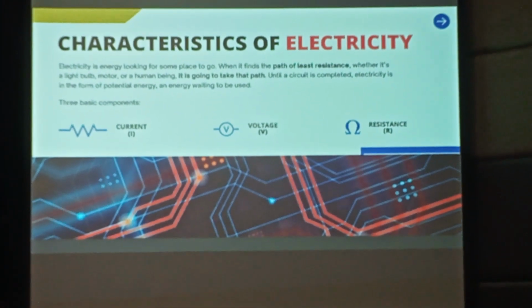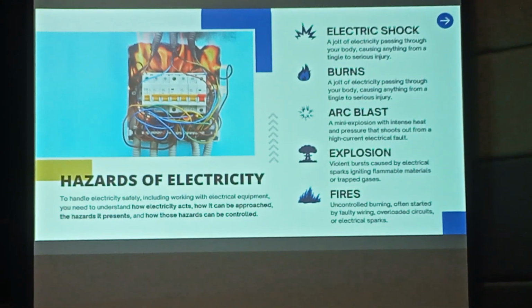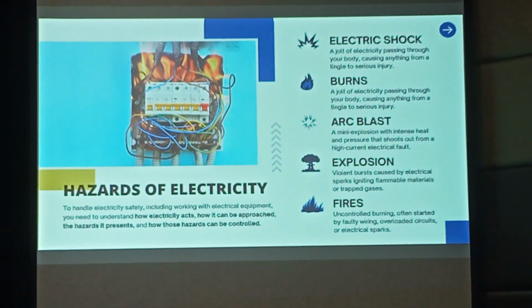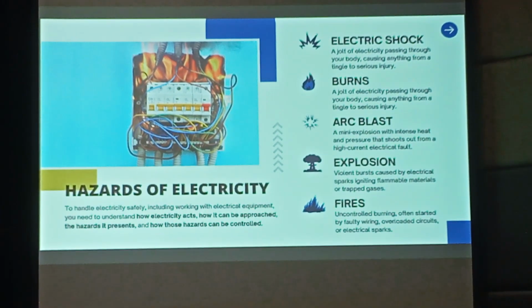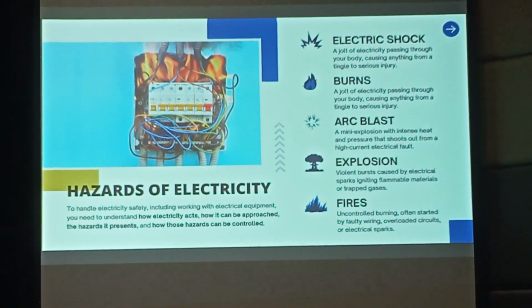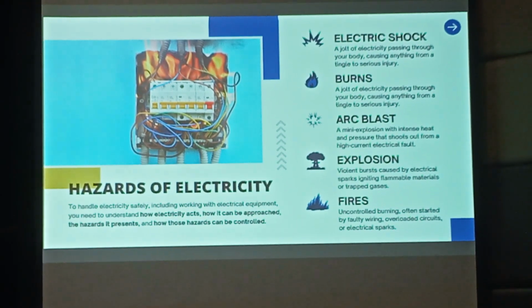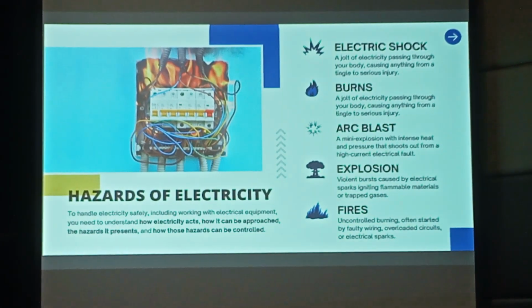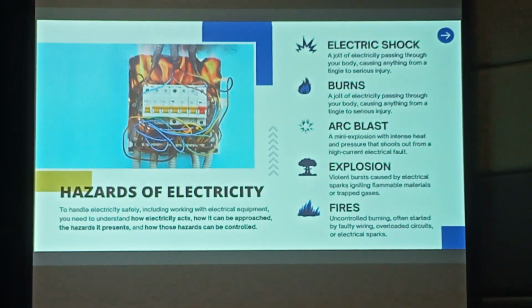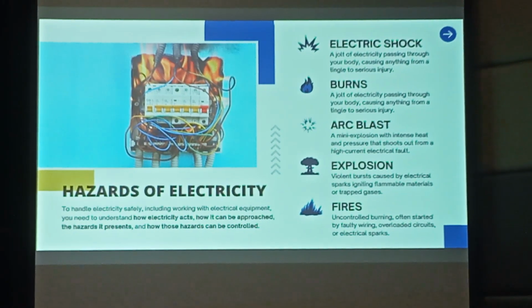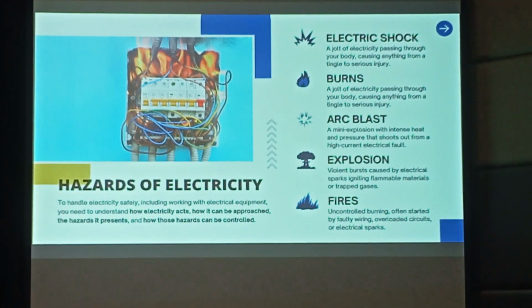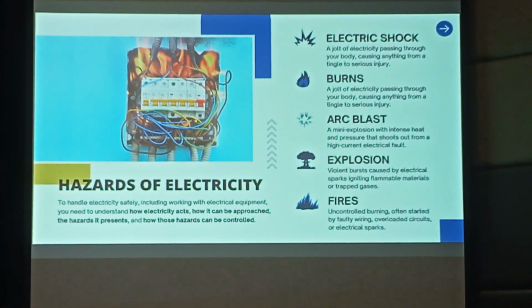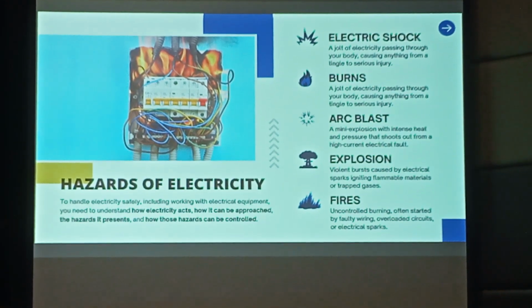Okay, next slide please. Hazards of electricity, it was delved upon earlier. To handle electricity safely, including working with electrical equipment, you need to understand how electricity acts, how it can be approached, the hazard it presents, and how these hazards can be controlled. Examples are electric shock, burns, arc blasts, explosion, and fires.